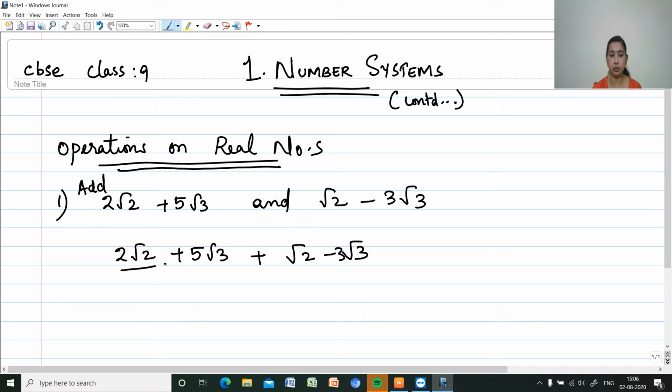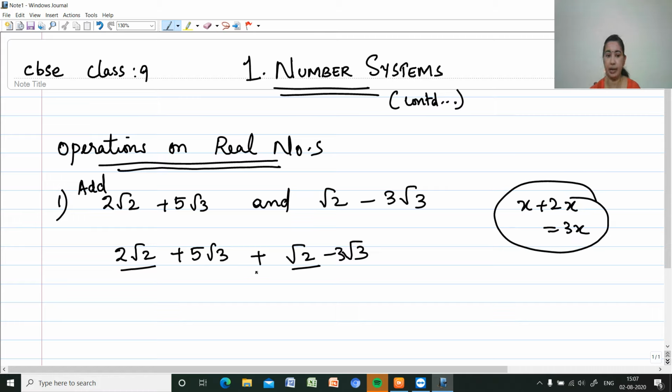So we can see here 2 root 2 and root 2 are like terms. In the case of x and 2x, if I'm adding x plus 2x, we get 3x. Same way, if I'm adding 2 root 2 and root 2, we can write it as 3 root 2. This root 2 means along with that it is 1. So 2 root 2 plus 1 root 2 gives 3 root 2, and 5 root 3 minus 3 root 3 gives 2 root 3. So the answer is 3 root 2 plus 2 root 3.